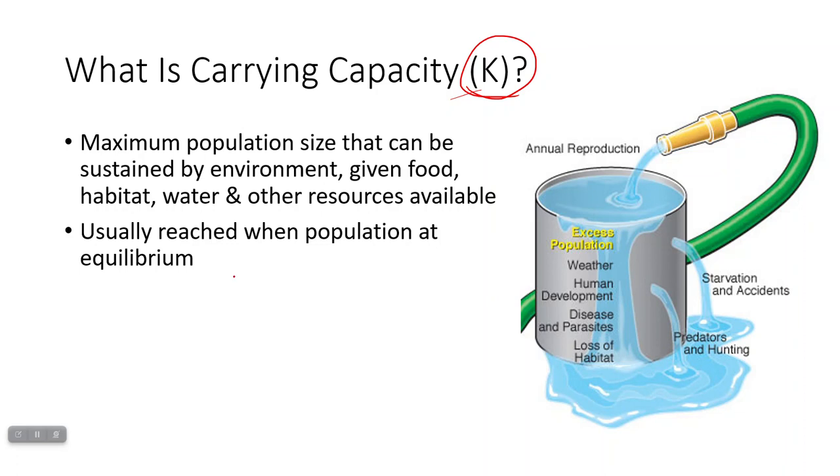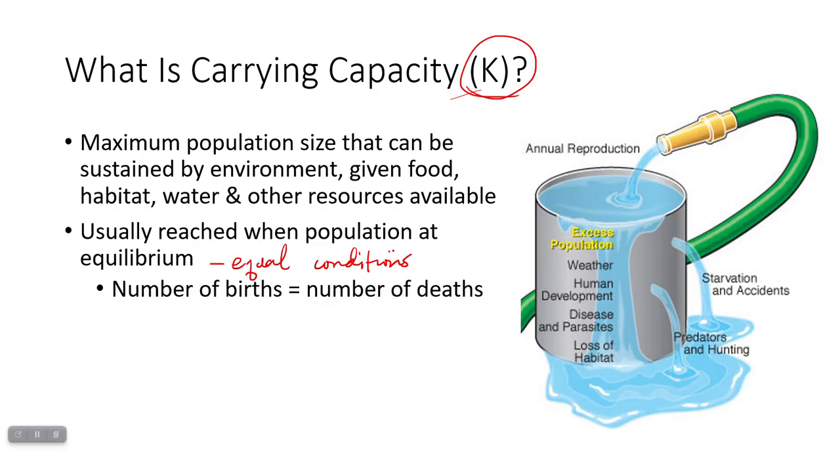By the way, equilibrium in any term in science usually means equal conditions. Sometimes this is on multiple sides of things. In this case, it means that the number of births in a population is equal to the number of deaths. So for every organism being born into the population, on average, one is going to die. And this can change when the environment changes.